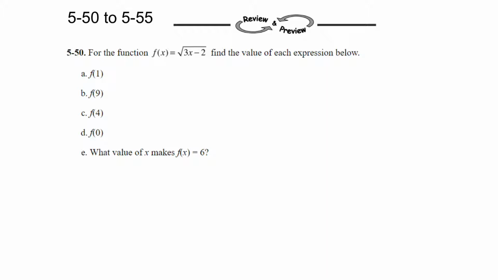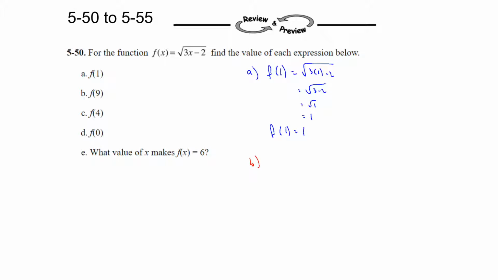So we have f of 1, that means we will plug 1 into the function. So f of 1 is equal to the square root of 3 times 1 minus 2. That's the square root of 3 minus 2, or the square root of 1, which is equal to 1. So f of 1 equals 1. When you plug 1 in, you get an output back of 1.